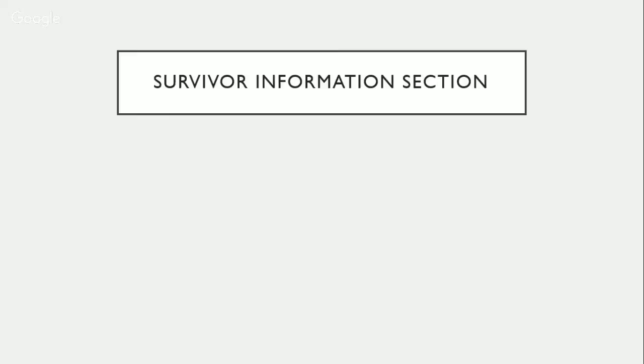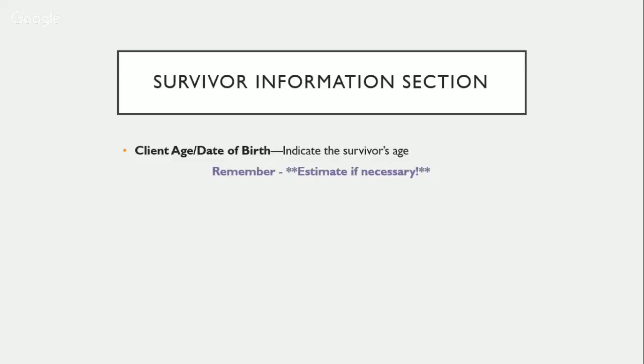Next, we have the section on survivor information. First, we have the client's age or date of birth. Here we'll indicate the survivor's age, and again, it's important to estimate if necessary. If the client knows they were born in 1987, but doesn't know the exact day or month, we can estimate January 1st, 1987.